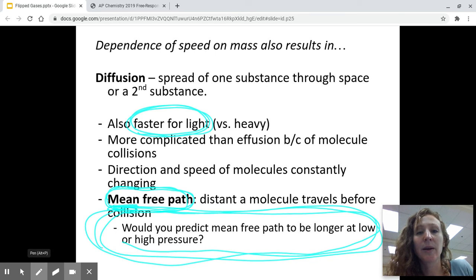And again, thinking about the kinetic molecular theory assumptions would help you with this one, because at higher pressure, remember, you're going to have the molecules closer together. And so the mean free path is going to be shorter. At lower pressure, your molecules are going to be able to expand and spread out from each other. So the mean free path is going to be longer.